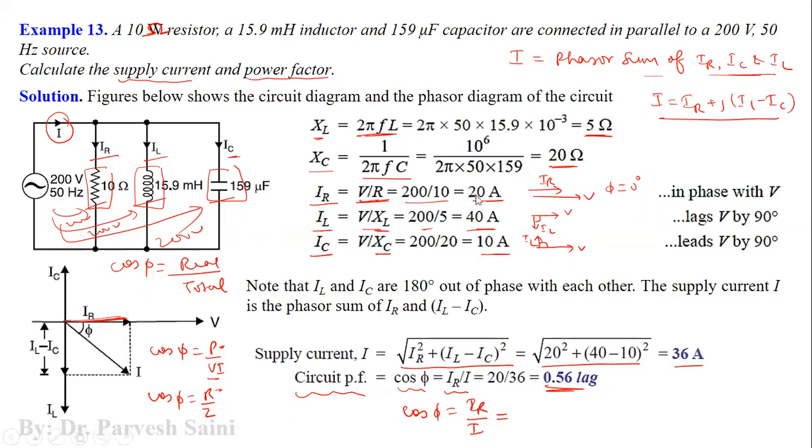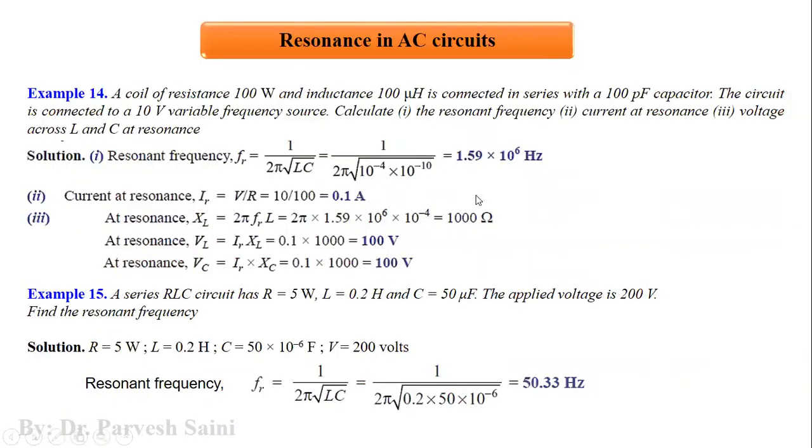Now let us come to the next part. Now let us come to resonance, the numericals related to resonance in AC circuits. In these types of numericals, generally we are required to find out the resonant frequency and all other parameters at resonance. Like in example 14, we have a resistance of 100 ohm, an inductance of this much microhenry and a capacitor of 100 picofarad. The circuit is connected to a 10 volt variable frequency source.